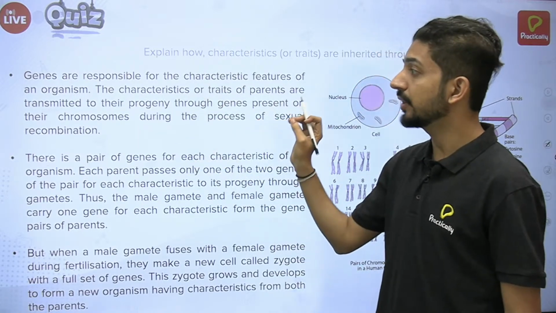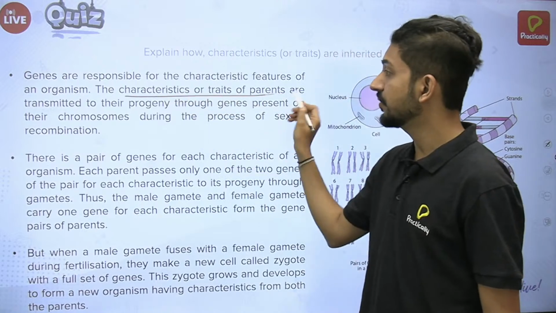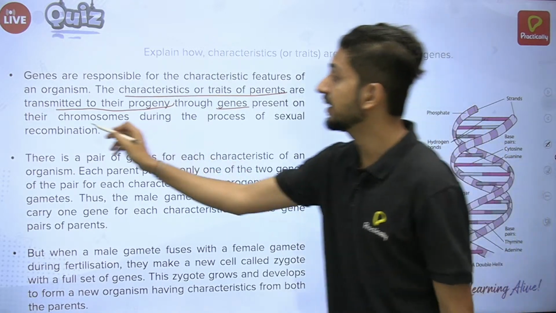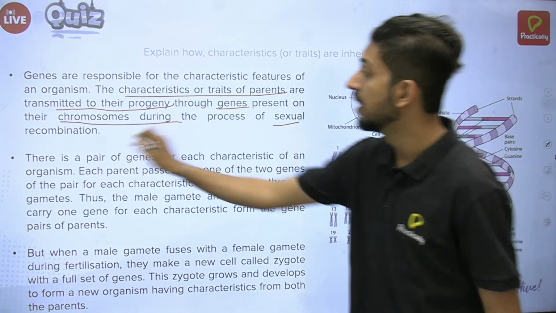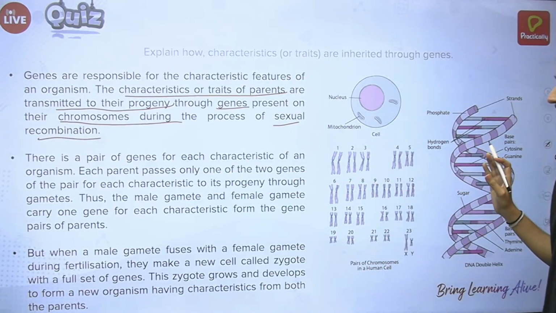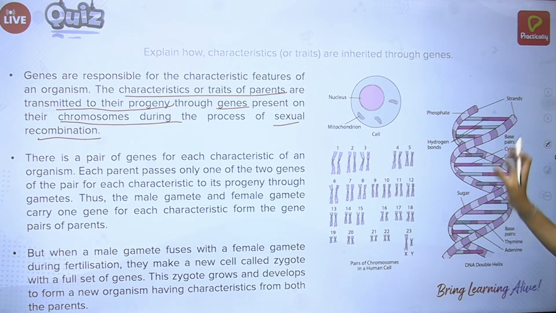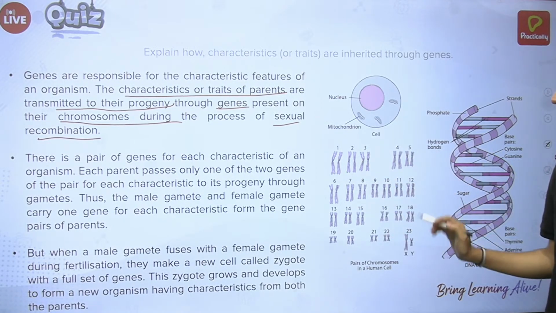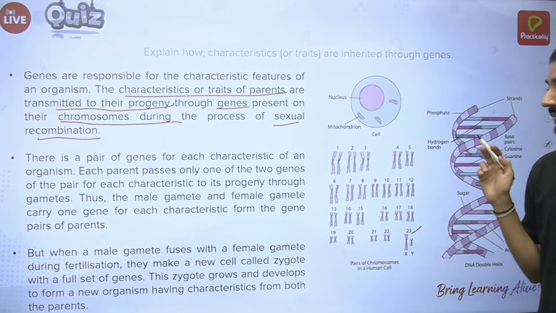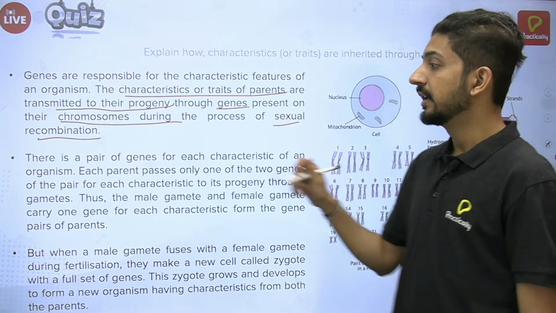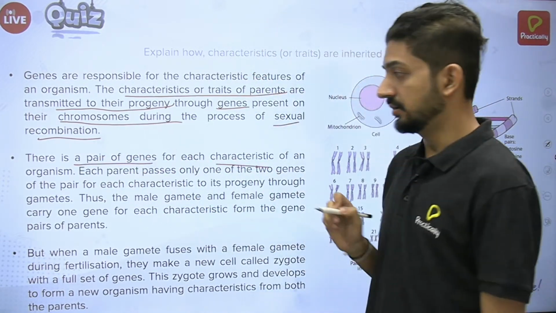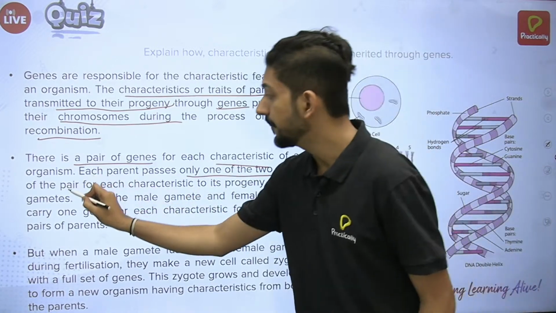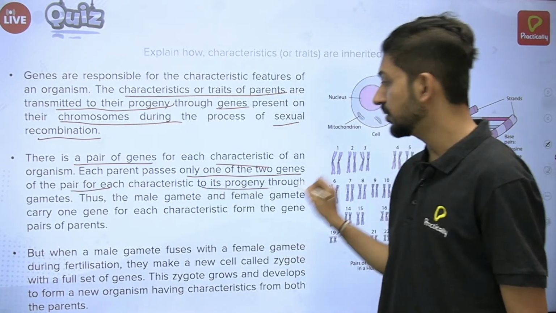The first important point you have to mention is that the characteristics or traits of parents are transmitted to their progeny through genes. And where are genes present? They are present on chromosomes during the process of sexual recombination. This diagram is for your explanation. We know that on DNA there are certain regions which code for certain characters, which are called genes, and there are 23 pairs of chromosomes in 2 sets present in human beings. There is a pair of genes for each character, and from each parent only one of the 2 genes of the pair for each character is transmitted to the progeny through gametes.